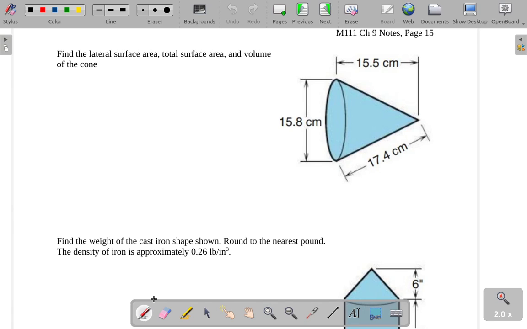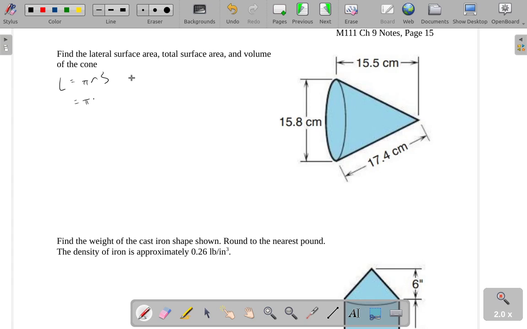Find the lateral surface area, total surface area, and volume of this cone. Well, this is going to be pretty straightforward. The lateral surface area is pi r h, or no, pi r s, sorry. Just pulling that from the formula sheet.